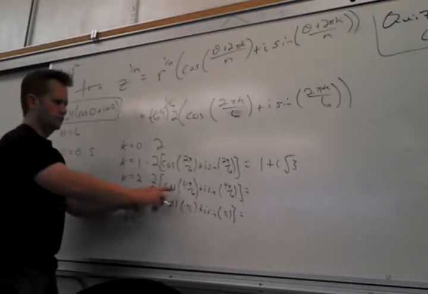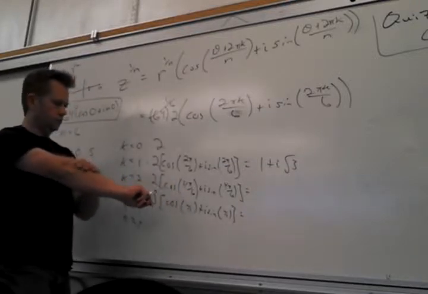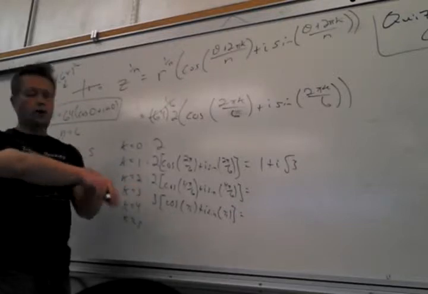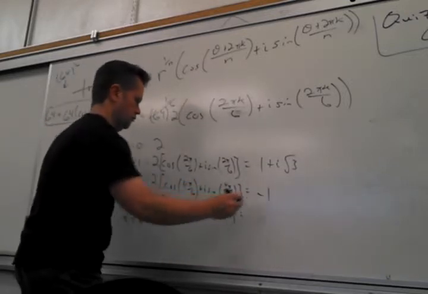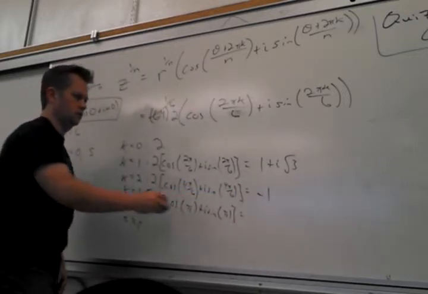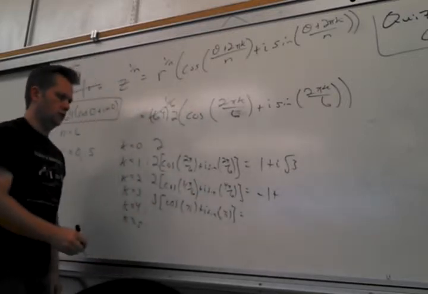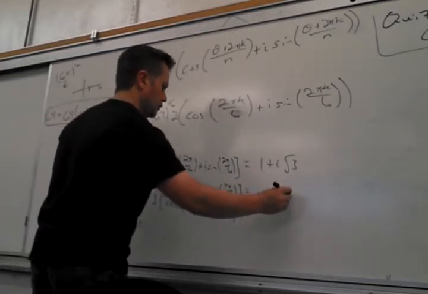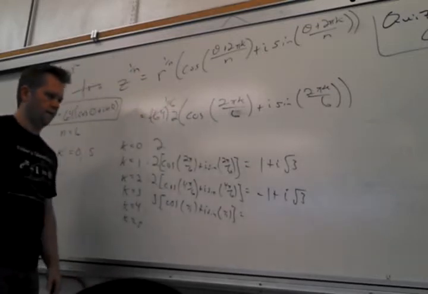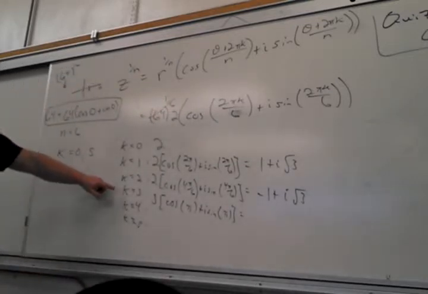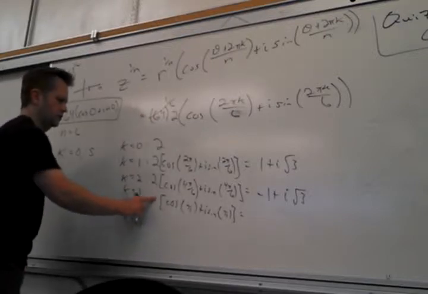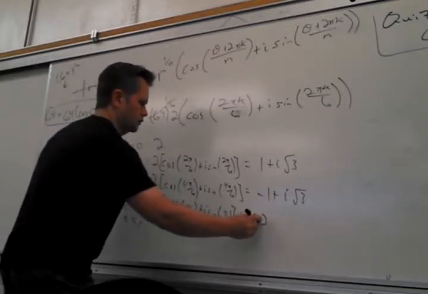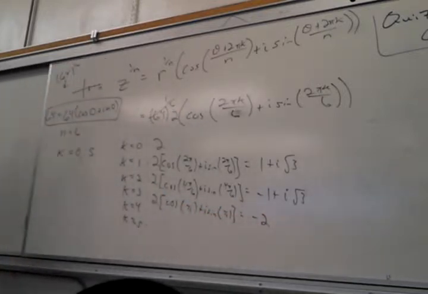So what do you get here? Cosine of 2 pi over 3? Yeah, okay, good. So the cosine of 2 pi over 3 would be negative 1/2 times 2, so negative 1. Plus i root 3. And what do you get here? Negative 2. Oh, why did I put a 3 there? You do it, Jeff. So there's negative 2. Cool.